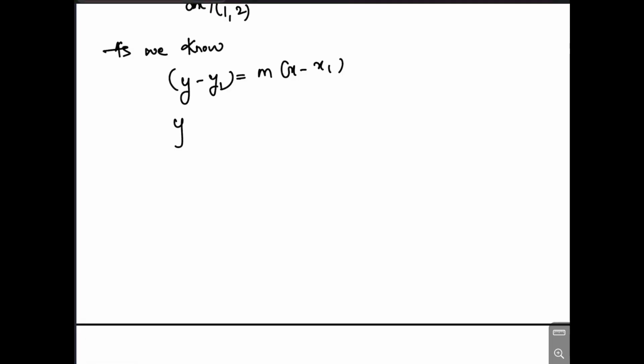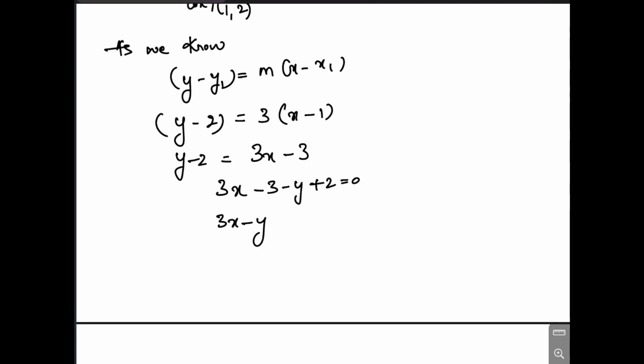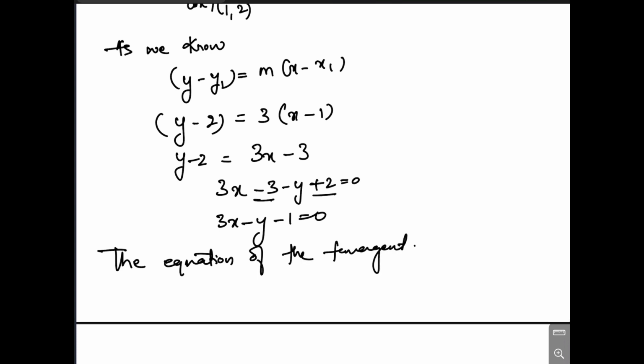So here y minus 2, m is nothing but 3, x minus 1. y minus 2 equals 3x minus 3. So after simplification, we'll get the equation of the tangent here: 3x minus 3 minus y plus 2 equals 0. So 3x minus y minus 3 plus 2 gives minus 1 equals 0. So we can say the equation of the tangent is 3x minus y minus 1 equals 0.